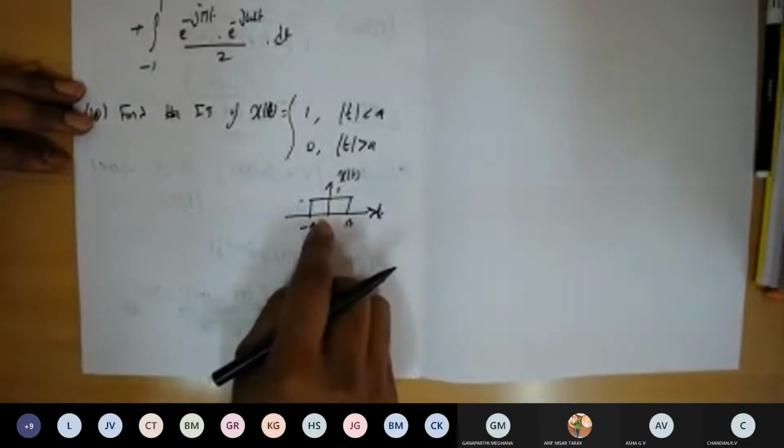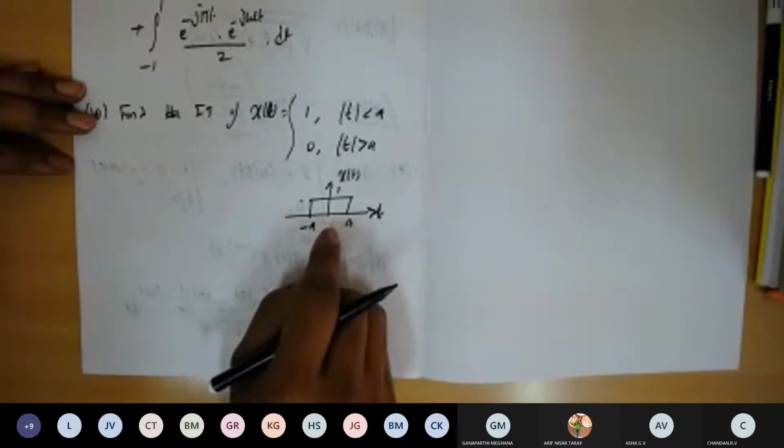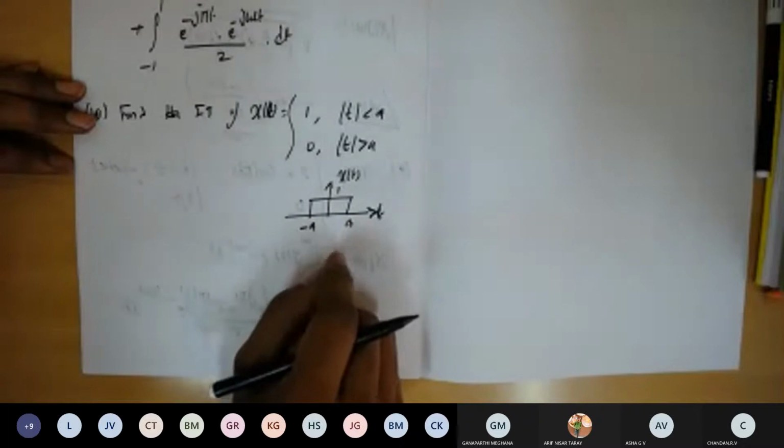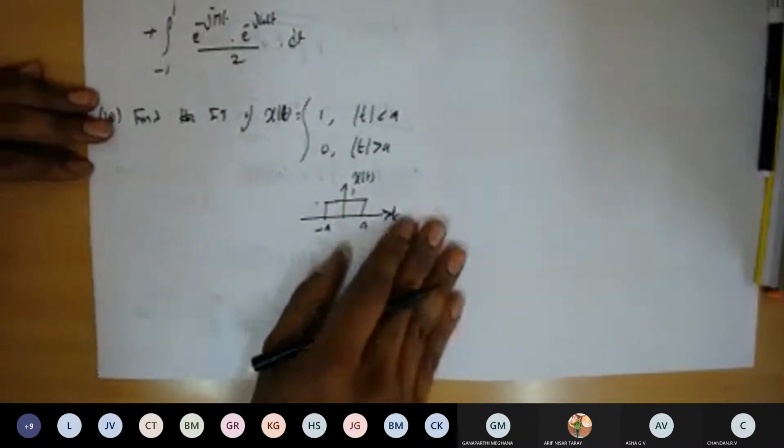When you take the Fourier transform of the rectangular pulse, you are going to get the sinc function. SINC of x is nothing but sin pi x by pi x, and that is called the sinc function. Let us see how to get the Fourier transform of this one.